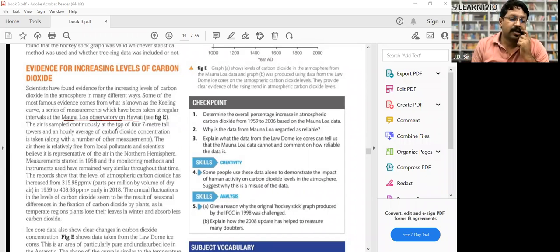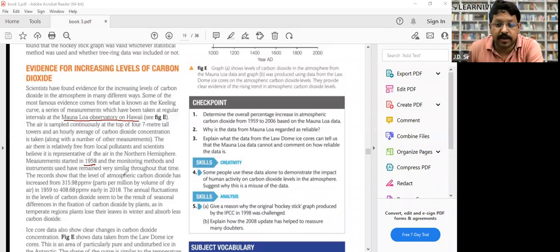The air is sampled continuously at the top of 7-meter tall towers, and an hourly average of carbon dioxide concentration is taken, along with a number of other measures. The air there is relatively free from local pollutants, and scientists believe it represents the air of the northern hemisphere. Measurement started in 1958, and the monitoring method and instruments used have remained very similar.